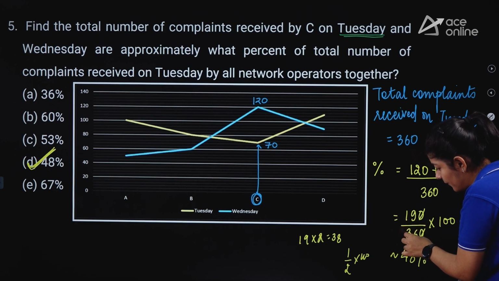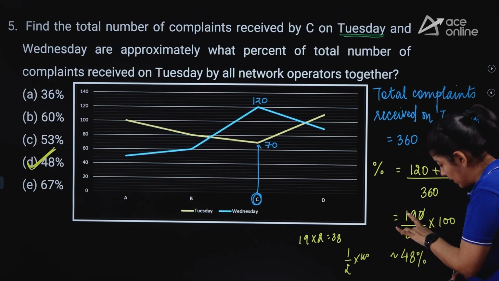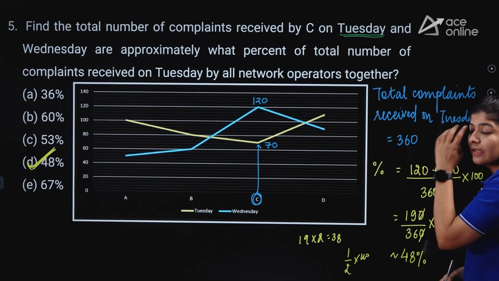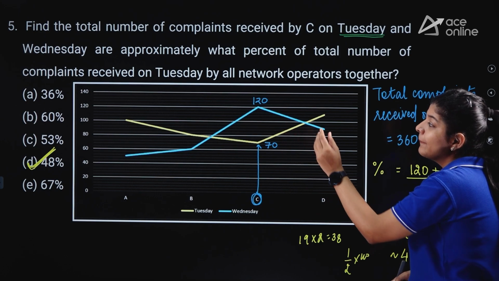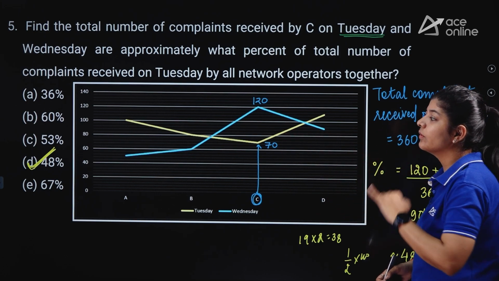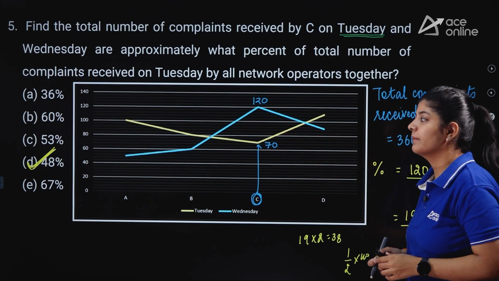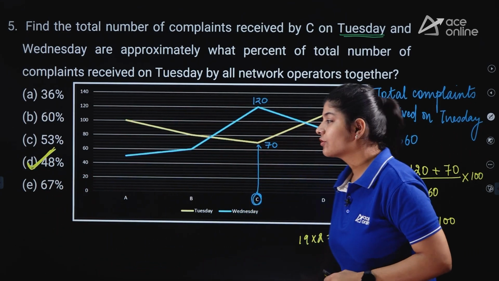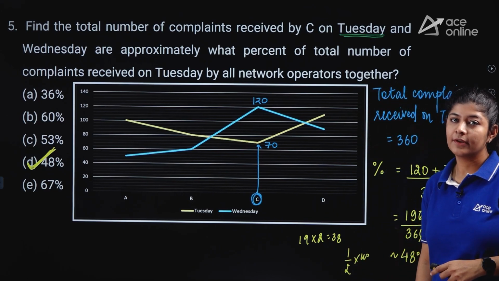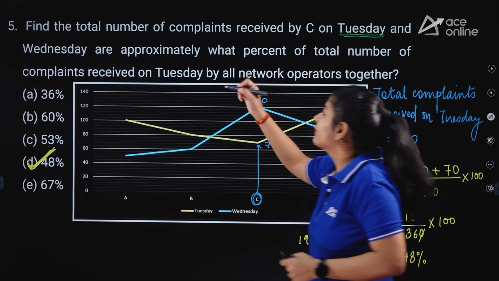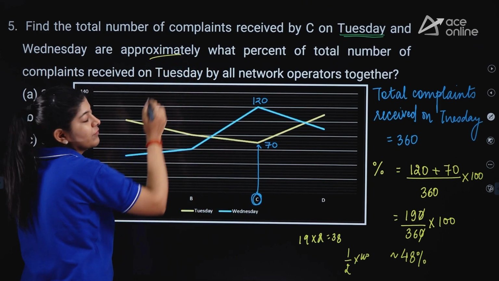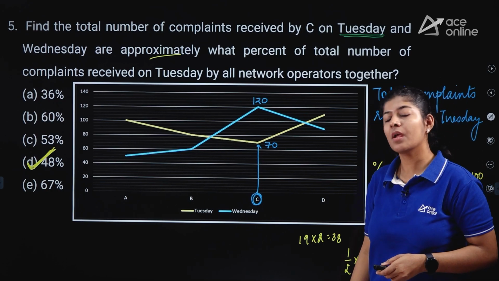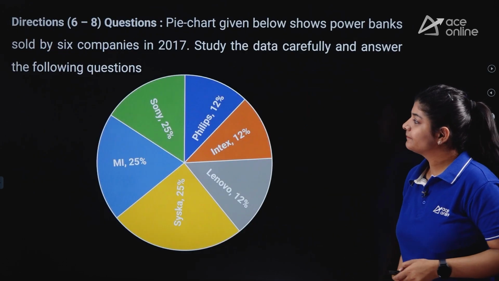So I know that this is 1 by 1.98 something, and when we multiply it by 100, we will get a value lesser than 50%, but near to 50%. So the only correct option here is option D. The correct answer is 48%. And it is clearly given that we have to do the approximate calculation. Is it clear? Okay.